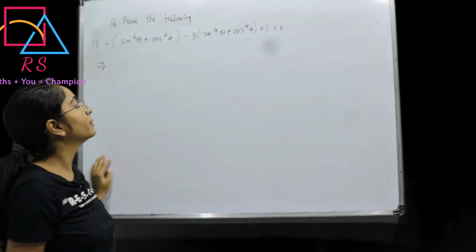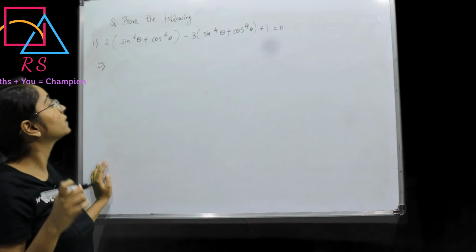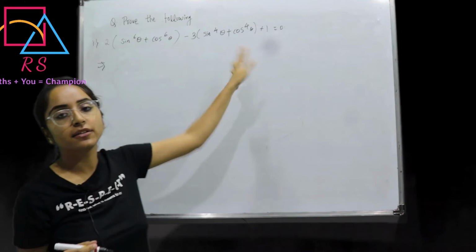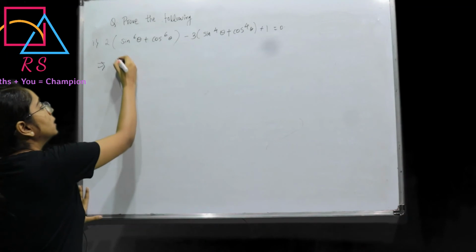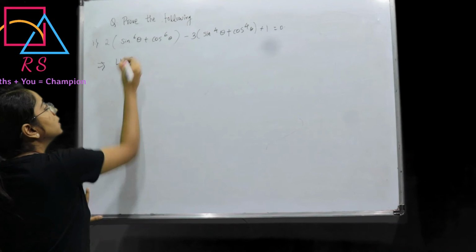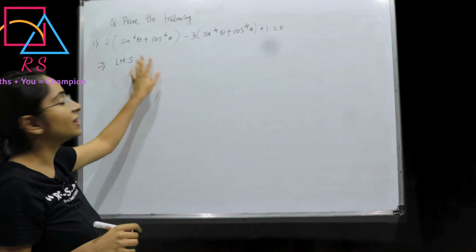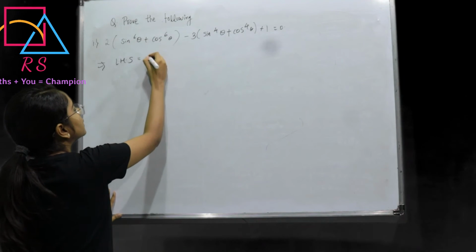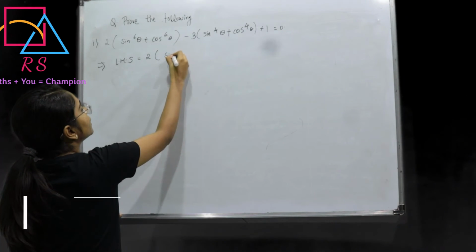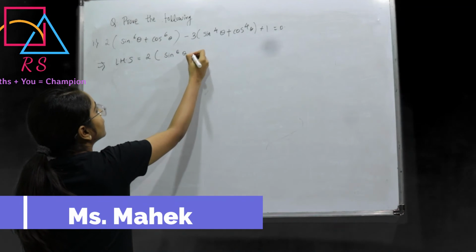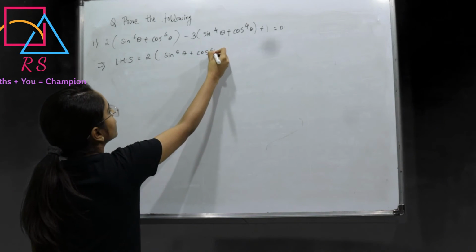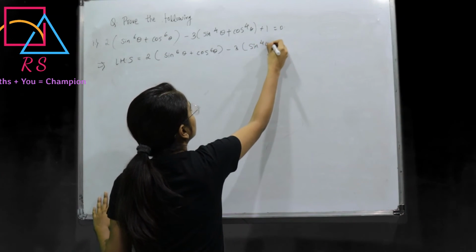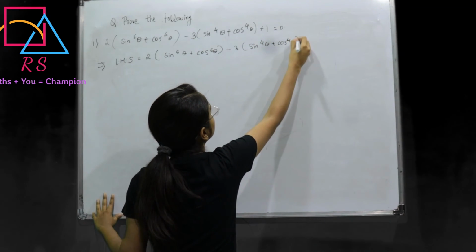Here we will be solving a little bit complicated question. Here also we have to prove the left hand side is equal to the right hand side. So we'll simplify the left hand side and see if we get the right hand side. I'll consider the left hand side: 2 times (sine to the power 6 theta plus cos to the power 6 theta) minus 3 times (sine to the power 4 theta plus cos to the power 4 theta) plus 1.